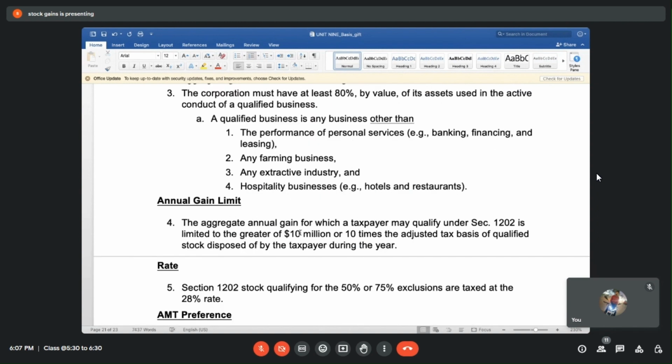Annual gain limit: it could be up to $10 million or 10 times the adjusted tax basis, whichever is higher. So if we are selling certain stock and the basis of that is $5,000, 10 times that will only come to 50,000. So we have to go with the greater of 10 million or 50,000, and the greater will still be 10 million. But if 10 times the basis comes to 50 million, whatever, then your gains are limited to 10 million. The waiver is limited to 10 million. Up to $10 million, there will be no taxes. After that, they have to pay.